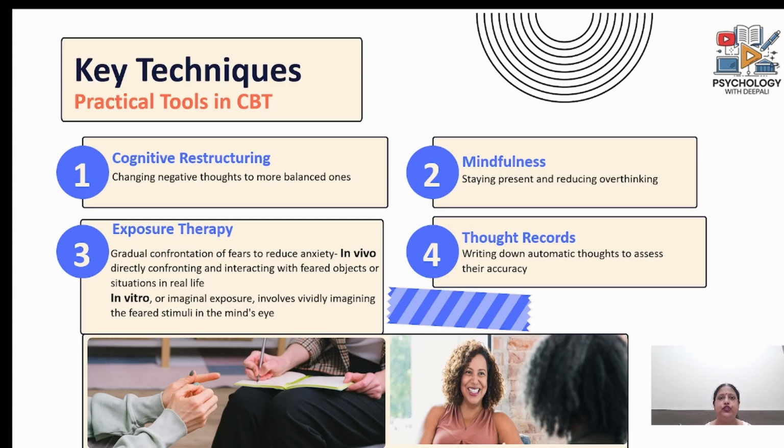Then we have exposure therapy. Basically, this is with reference to phobias or any kind of anxiety behavior, where the person is made to gradually confront his fears to reduce the anxiety. This can happen in two ways. You have in vivo exposure therapy, where directly the person or the client is made to confront and interact with whatever he or she is scared of or anxious of in real life.